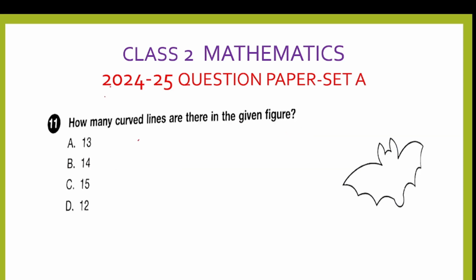So the question is, how many curved lines are there in the given figure? So we have to count the curved lines in the given figure. Let's count. So this is 1, this is 2, 3, 4, 5, 6, 7, 8, 9, 10, 11, 12, 13, and 14. So there are 14 curved lines in the given figure. Therefore, option B is the correct answer to the given question.